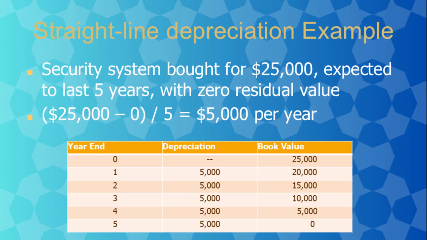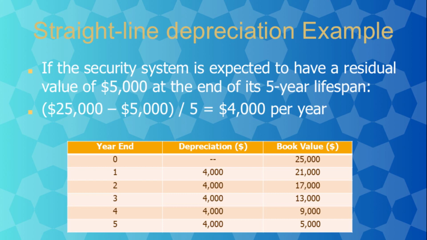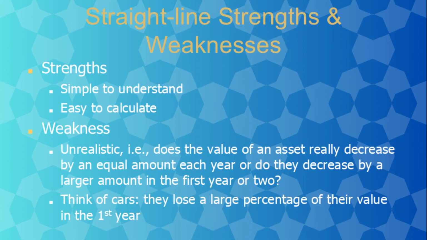per year. If the security system has a residual value of $5,000 at the end of its 5-year lifespan, the annual depreciation would be $4,000. Straight-line depreciation is simple and easy to calculate but may not accurately reflect the actual decrease in asset value, which can be higher in the first year.